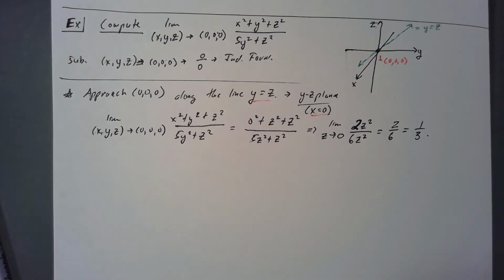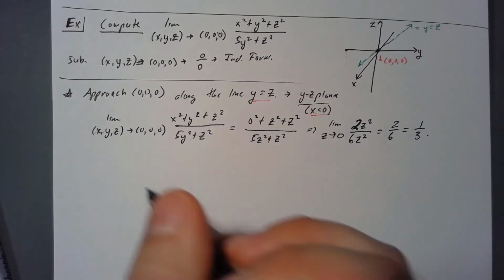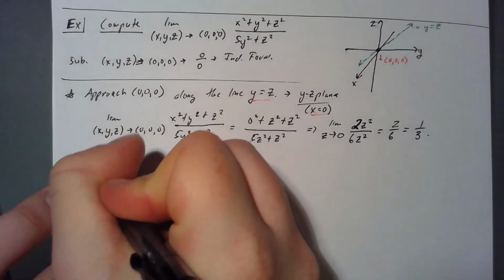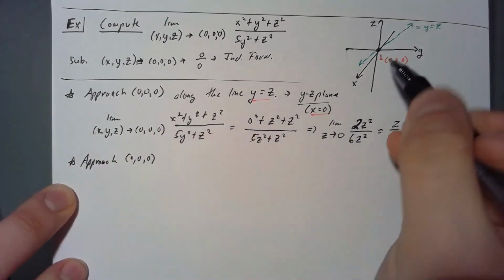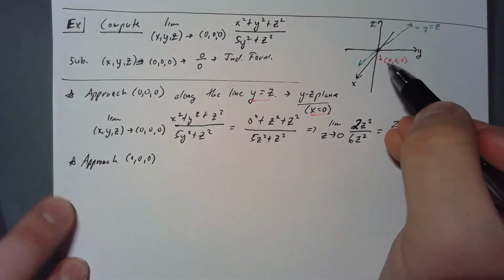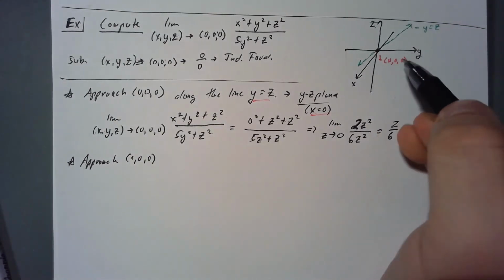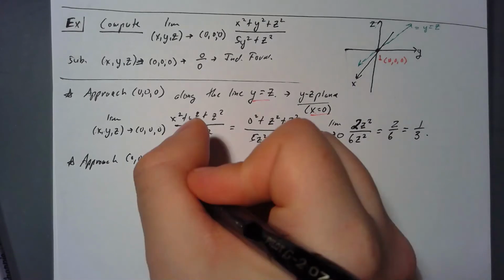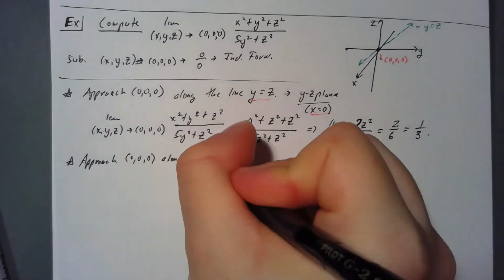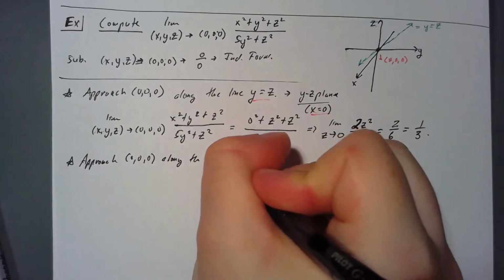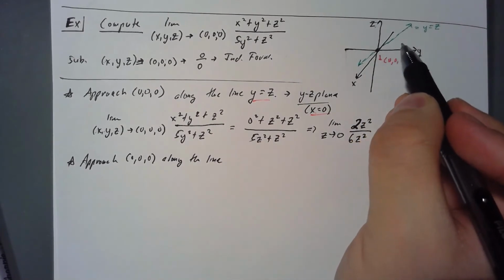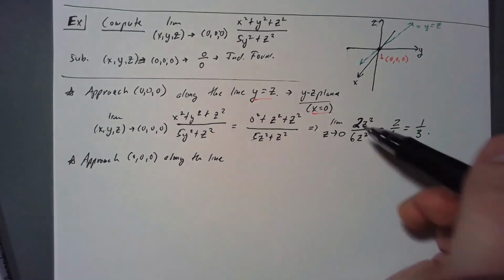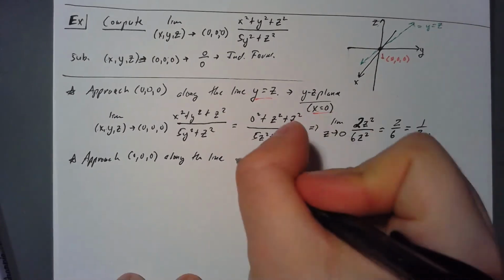All right. Let's try another one. Let's try a different one. So we tried the YZ plane, right? Now let's try the XY plane. If I'm in the XY plane, then the equation for the line that goes through the origin there is just, that's easy, y equals x.